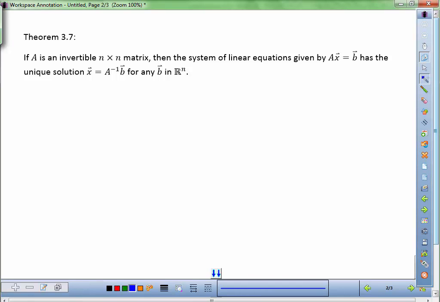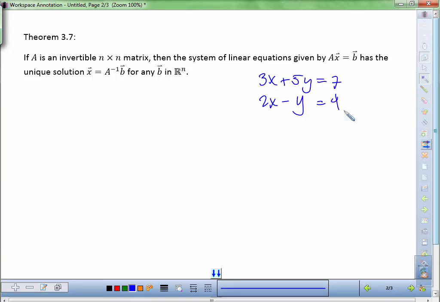So remember, if we have a system of linear equations, let's think of an easy system of linear equations. Is there such a thing? There it is. 3x plus 5y equals 7, and 2x minus y equals 4. Oh boy. I want to use Mathematica for this, by the way, so I don't have to mess around with it too much. We know that this is going to translate into matrix form, and it's actually going to look like this. Well, we think about the augmented matrix, right? So we can think about the augmented matrix.